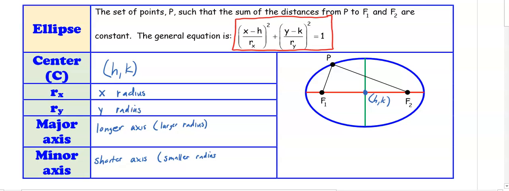So you're going to have a different radius, unlike a circle where you went in 4 directions with the same radius. The major axis is going to be the longer axis, which is created by the longer radius. And the minor axis is going to be the shorter axis, which is created by the smaller radius.